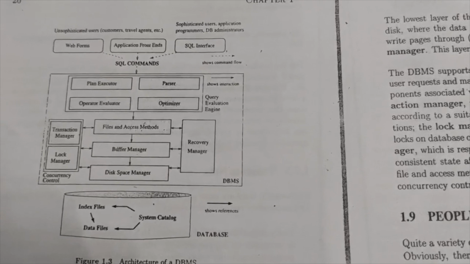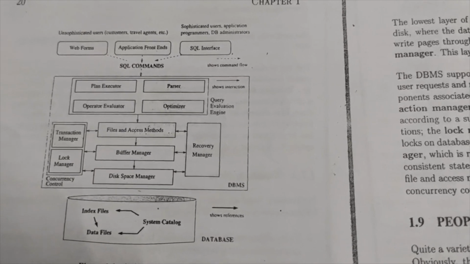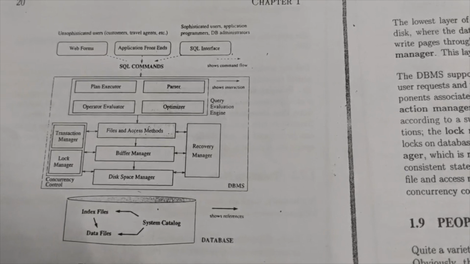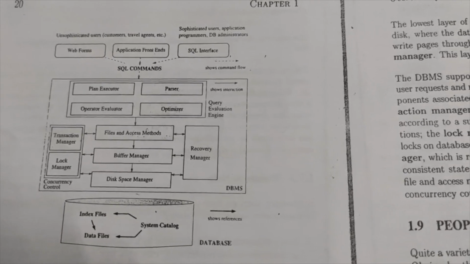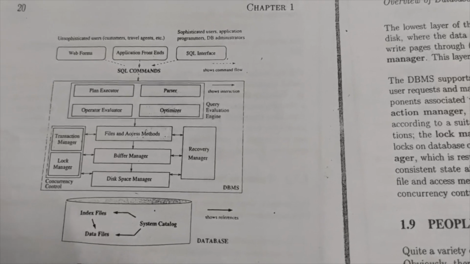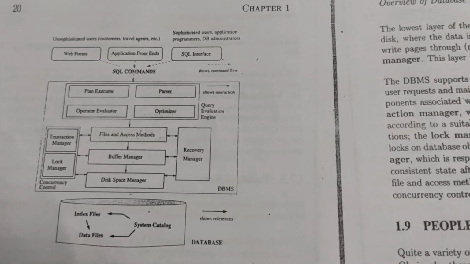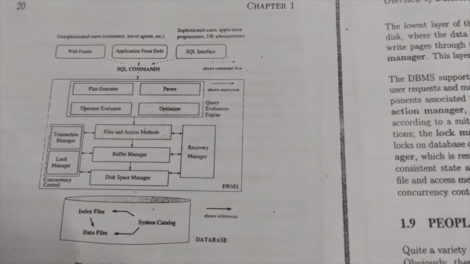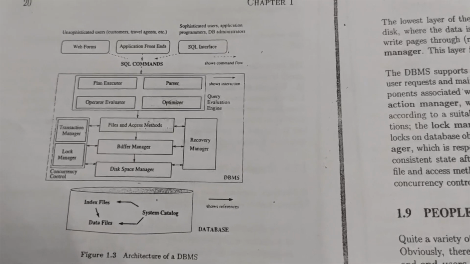Next we have the highest level, where comes the user. The user will be interacting with the DBMS with the help of web forms, application front ends, and the SQL interface, which is nothing but the SQL query language prompt, where we actually give some queries and questions on the database for data mining purposes and so on. So this is the architecture of the DBMS, or the structure of DBMS.